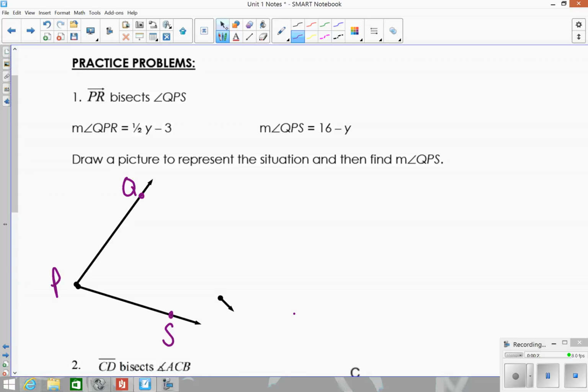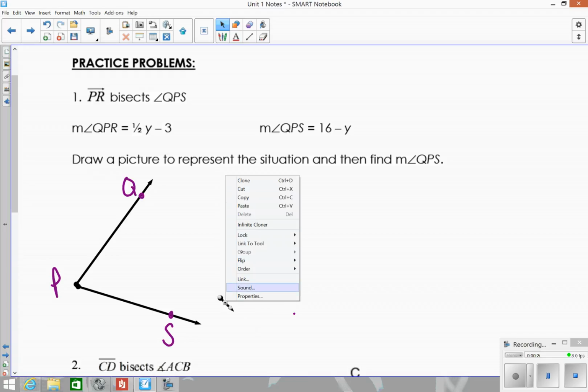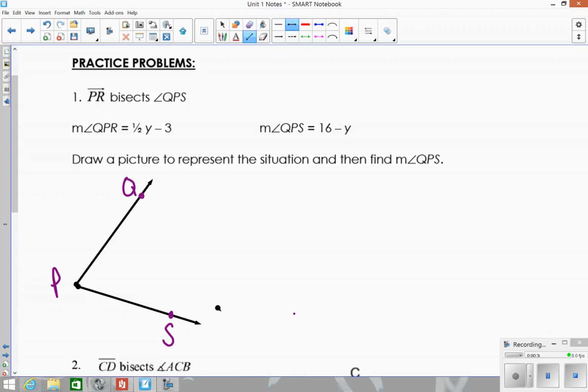And then it tells me that I have ray PR. So remember, you're trying to make it look like it's cutting the angle into 2 equal parts, because it is an angle bisector. So P, and then this will be R. So I know that these 2 parts have to be congruent.